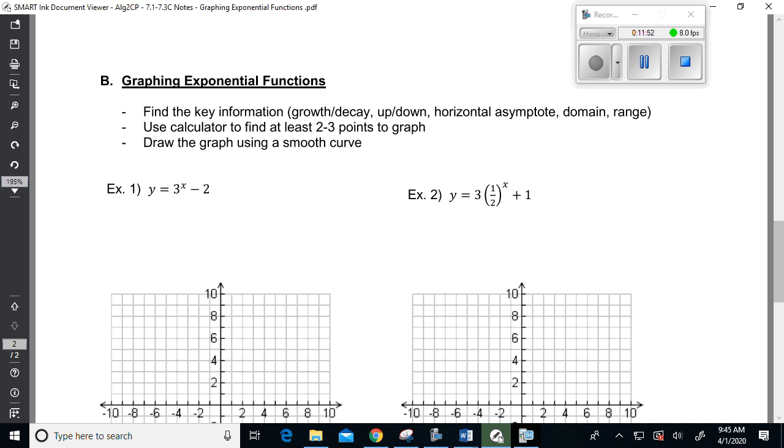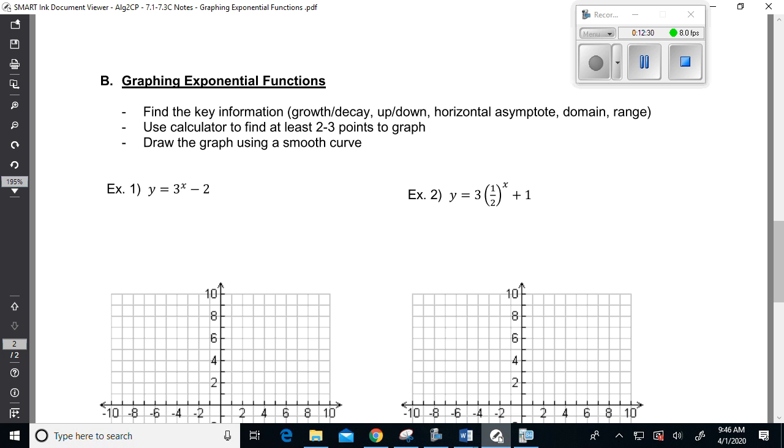So for graphing, find the key information: growth, decay, up, down, horizontal asymptote, domain, range. Use a calculator to find at least 2 to 3 points on the graph. Of course, if you don't have a calculator, then you have to do it by hand, plugging in numbers with paper and pencil. You work with what you have. And then we draw the graph using a smooth curve.